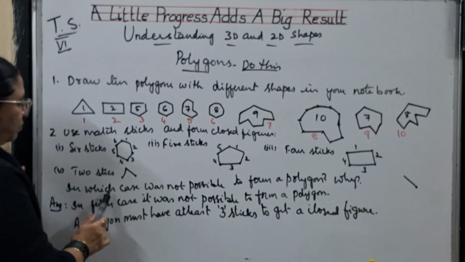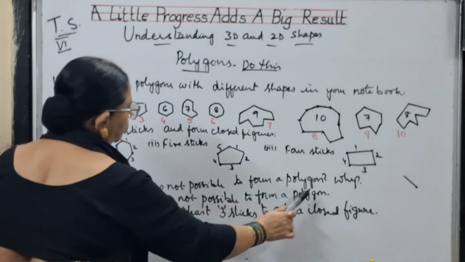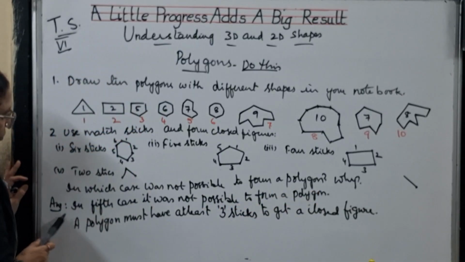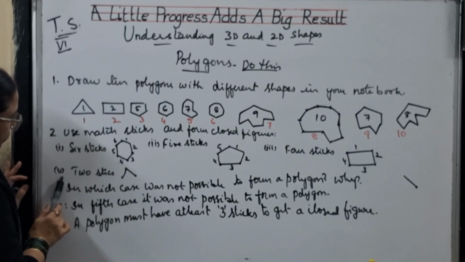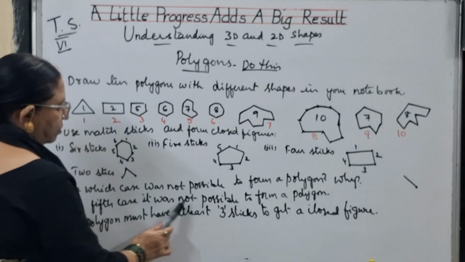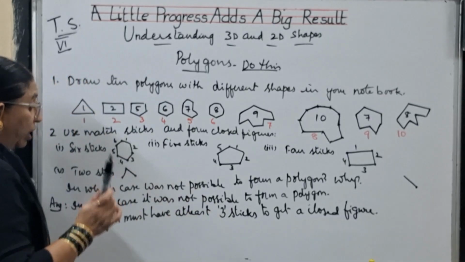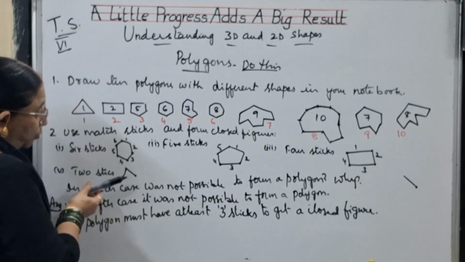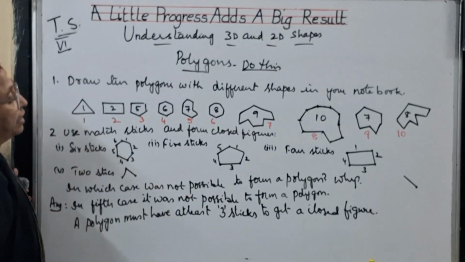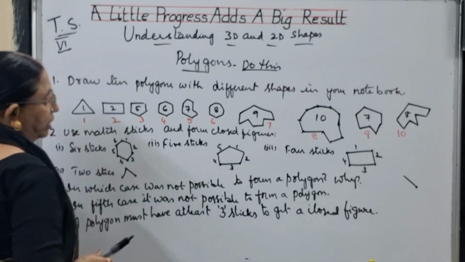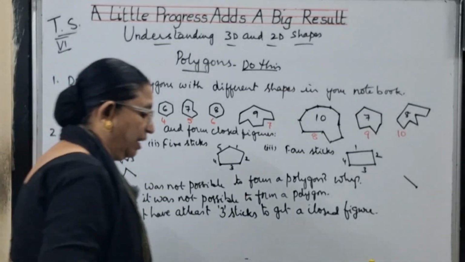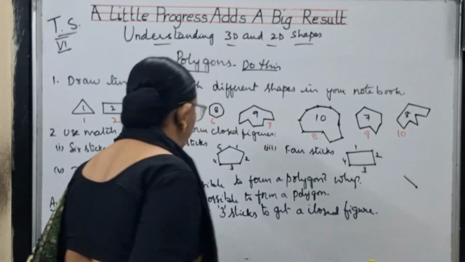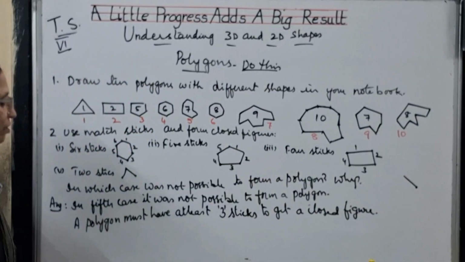So the question is, in which case was it not possible to form a polygon and why? So we'll say that this is the fifth one, no? So in the fifth case, it was not possible to form a polygon. Why? Because a polygon must have at least 3 sticks. Only if you close it will you get a closed figure. To get a closed figure, a polygon should have at least 3 sticks. So these are the answers for this. Do this, children. Please note it down.